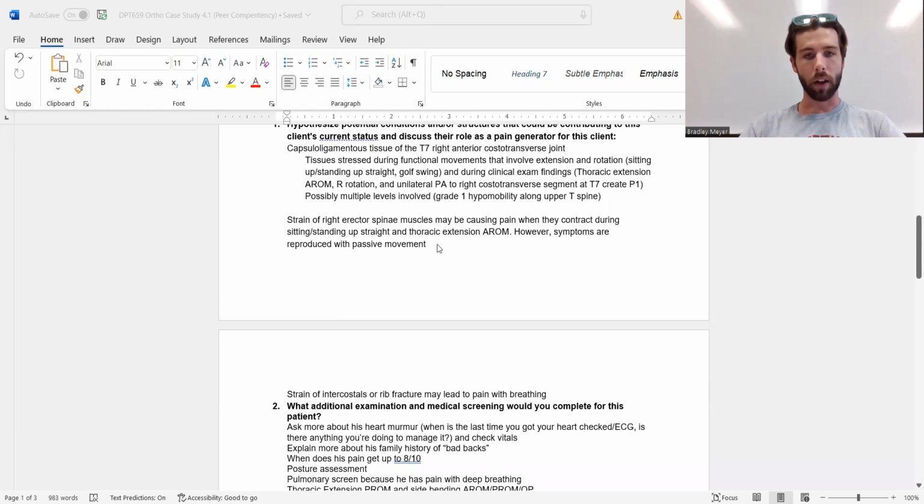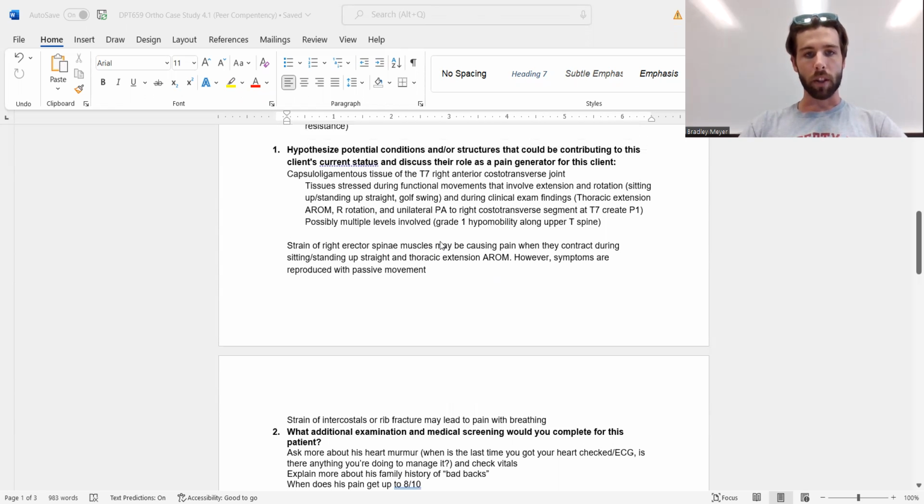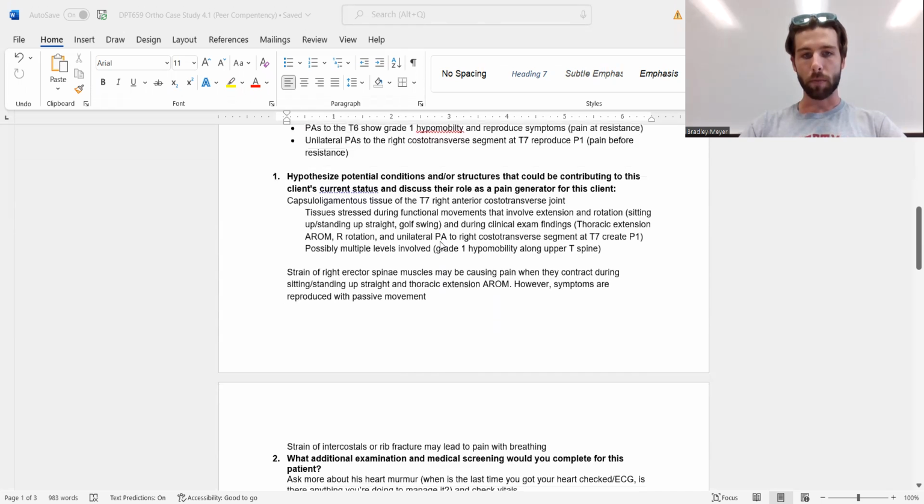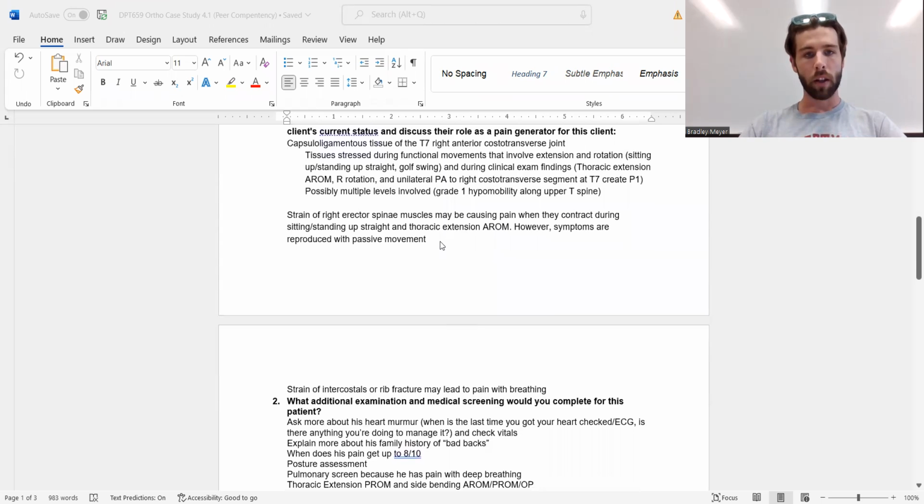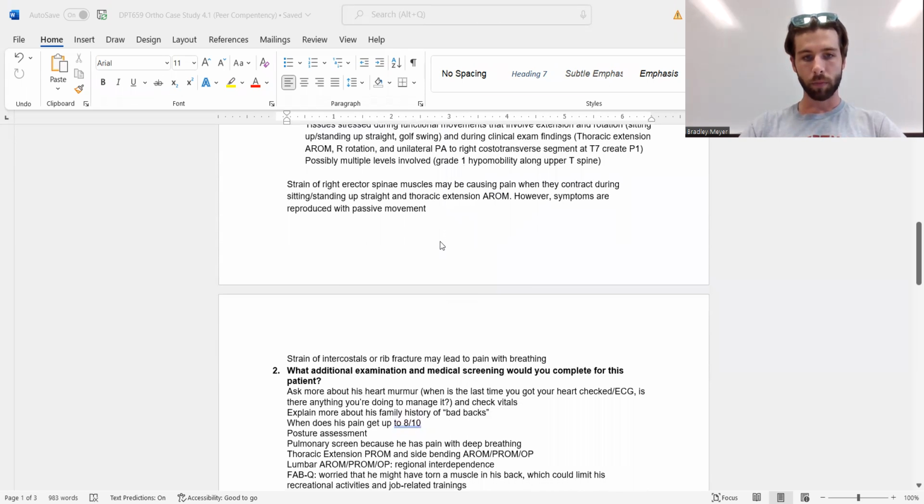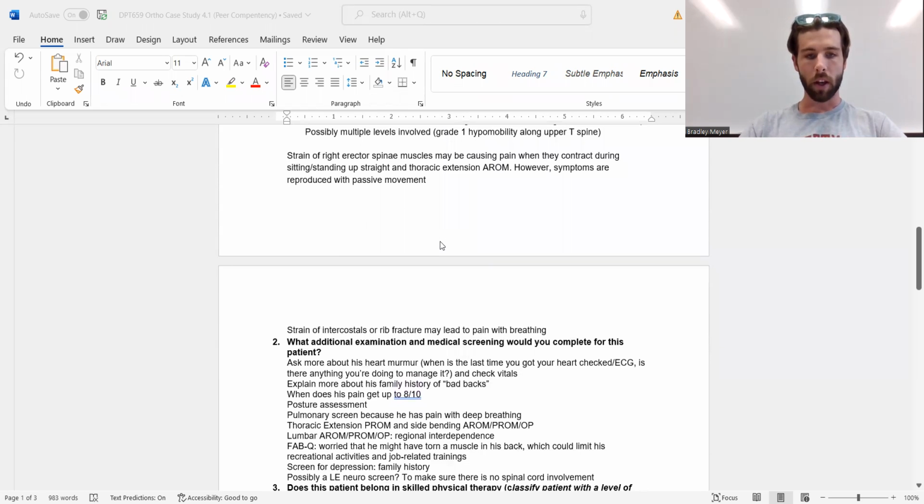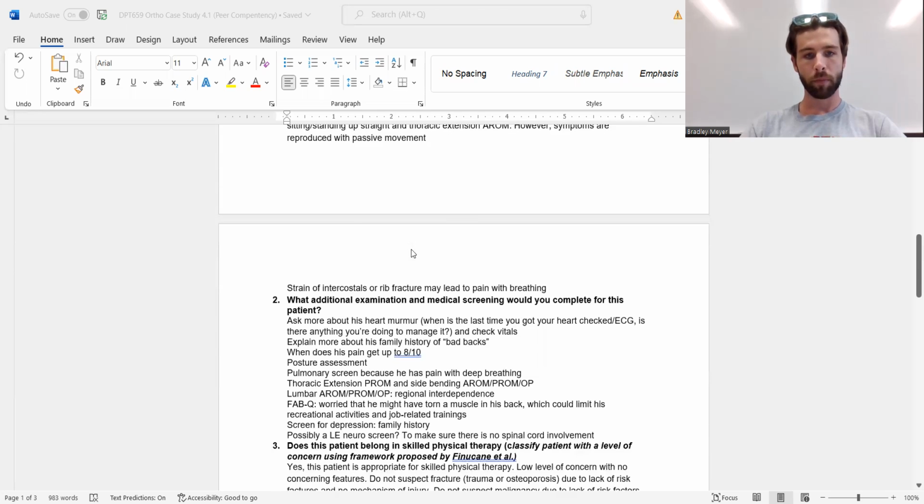Other things that might be causing pain are a strain of the erector spinae muscles, which contract when you're sitting or standing up straight. So if those are strained, you might get some pain with that. But some of the pain was reproduced with passive range of motion, so I thought this was less likely than the inert tissues. And then similarly, strain of the intercostals because he has pain with breathing. Possibly a rib fracture would also cause some pain with breathing.